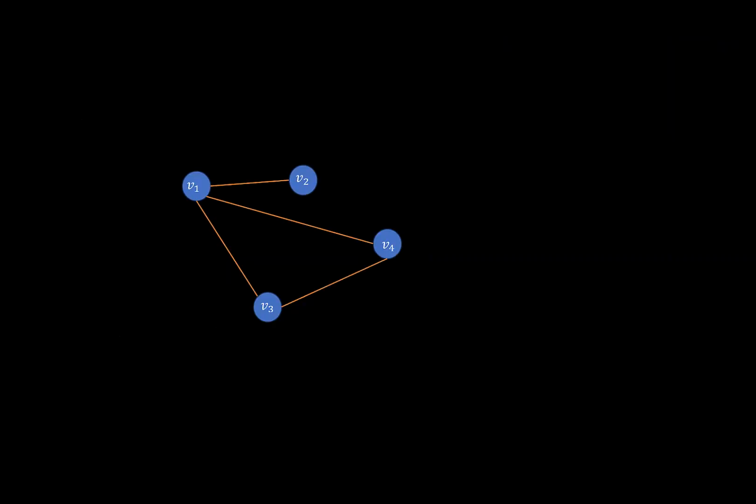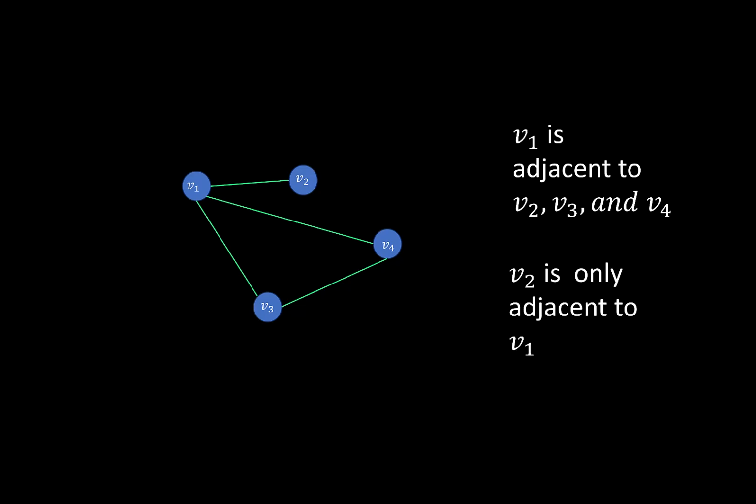Let's look at an example of a graph. In this graph, we have four vertices, v1, v2, v3, and v4. We also have four edges. One from v1 to v2, one from v1 to v4, one from v1 to v3, and then one from v3 to v4. Here, we would say v1 is adjacent to v2, v3, and v4, but if we looked at v2, it is only adjacent to v1.